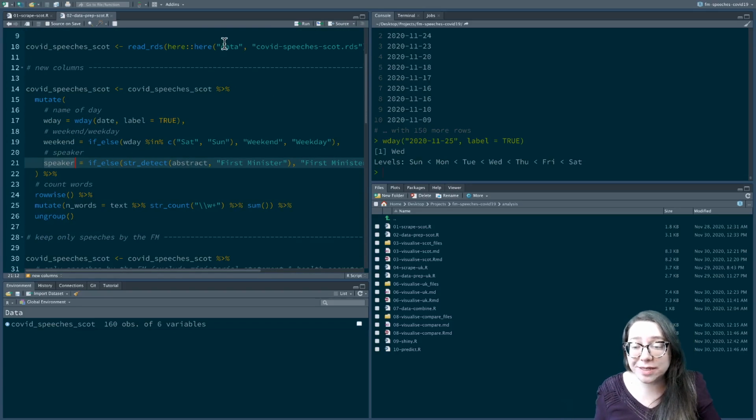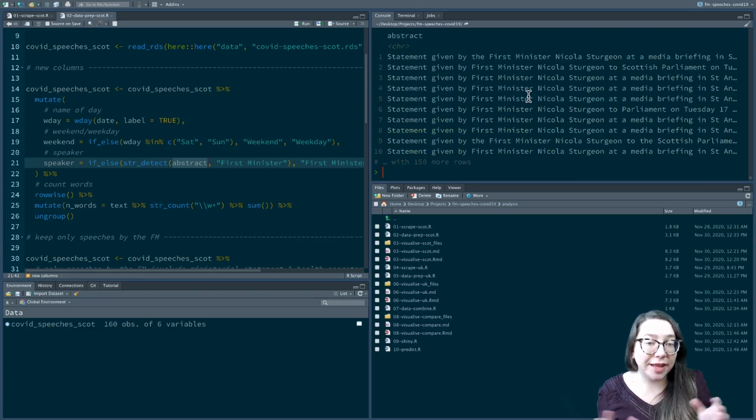Another thing I want to do is take a look at who actually gave the speech, because on that website, if you go to the main Scottish Government website and take a look at the COVID-19 speeches, you'll see that many of them are by the First Minister, but not all of them. We don't have a specific field for this information, but we can see in the abstract that it's often stated who gave the speech. So usually it says something like statement given by, and so on and so forth. In this case, these are statements given by First Minister Nicola Sturgeon, but some of them actually show other people.